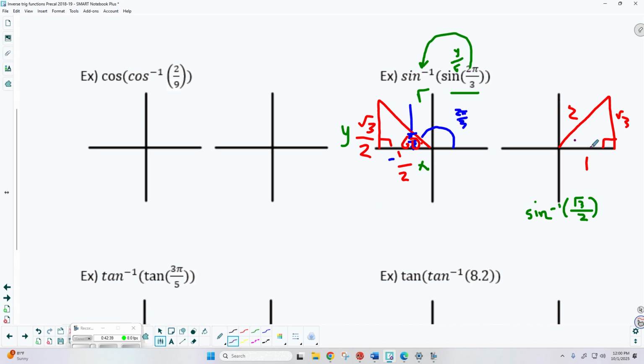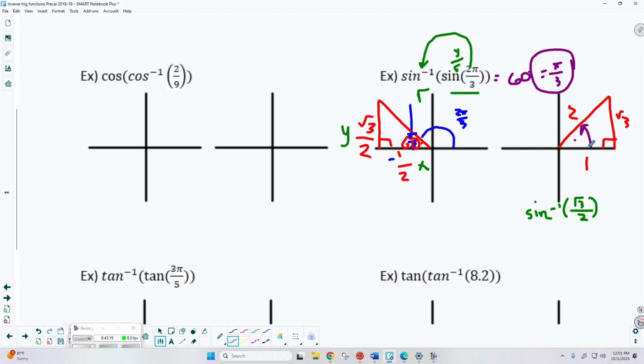This angle right here, when I rotate, that's what I want. Would it be 30 or 60? Why? There we go. So sine inverse of sine of 2 pi over 3, what should it equal? 60 degrees. But what is that as a radian? There you go. Good job.